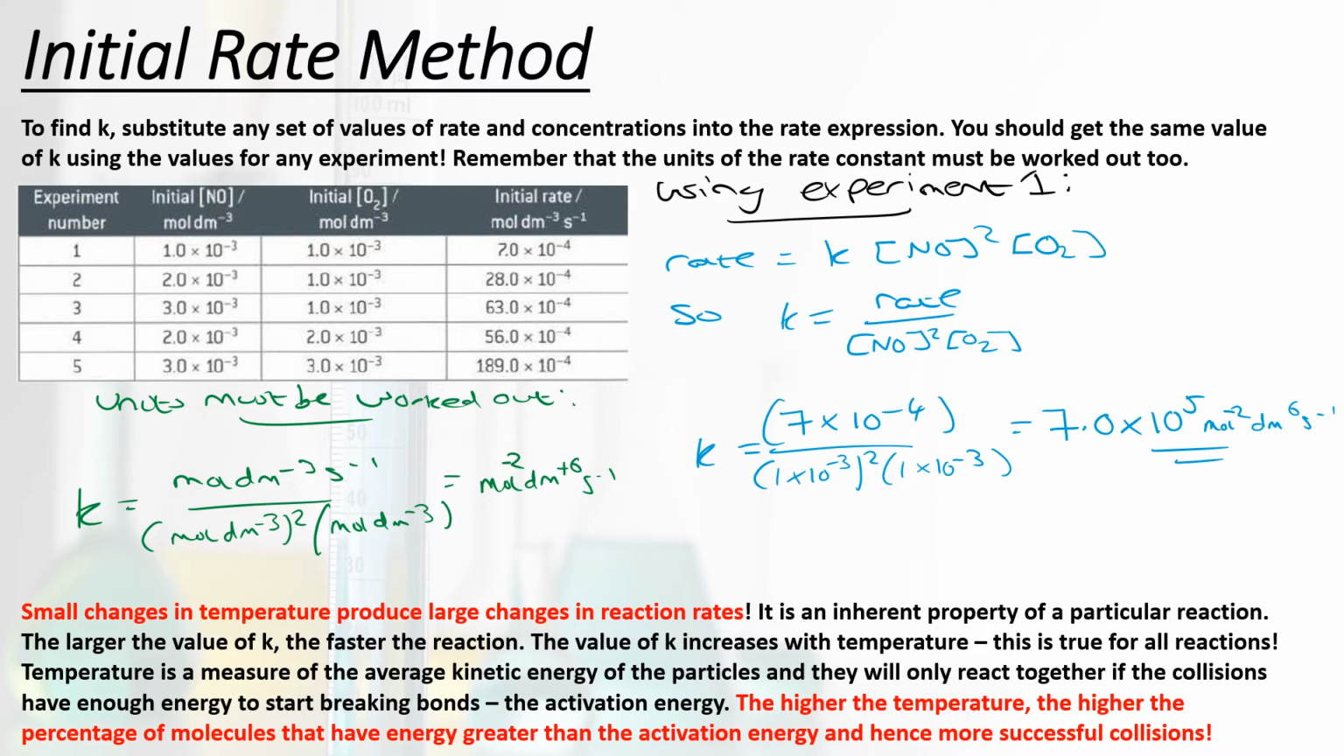That's when we have our successful collisions. That's our activation energy. The higher the temperature, the higher the percentage of molecules that have energy greater than the activation energy, and hence there are more successful collisions. If you go back to my previous video, we talk about this in more detail. Obviously at higher temperatures, with more energy, the particles are moving faster, and so the collision frequency increases. But the real thing that massively increases the rate is that we now have many more particles that have energy greater than this activation energy, and hence there are lots more successful collisions.